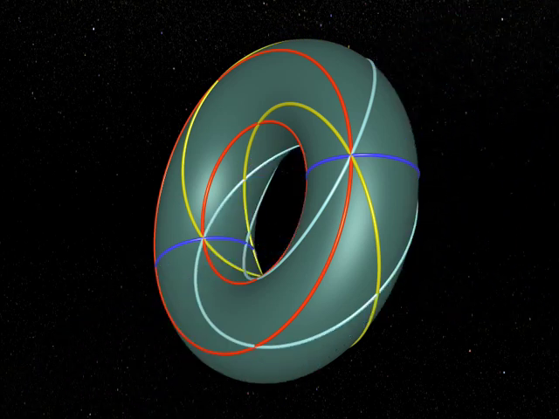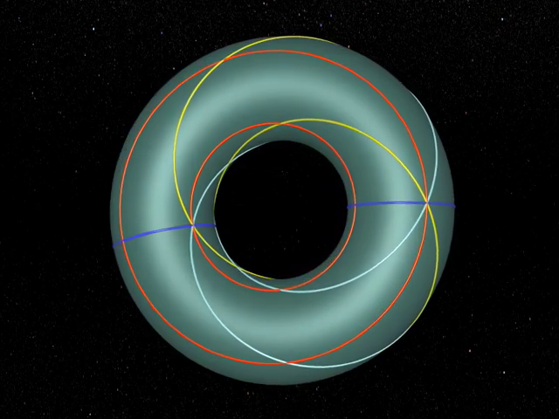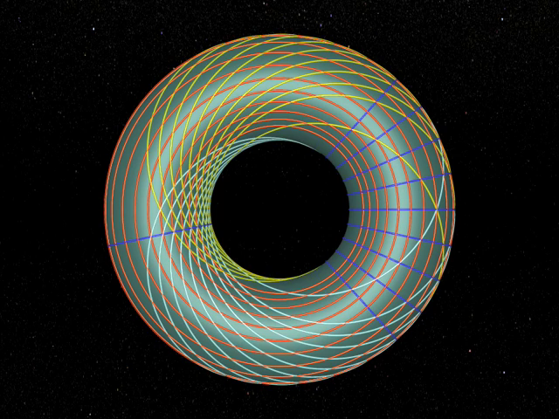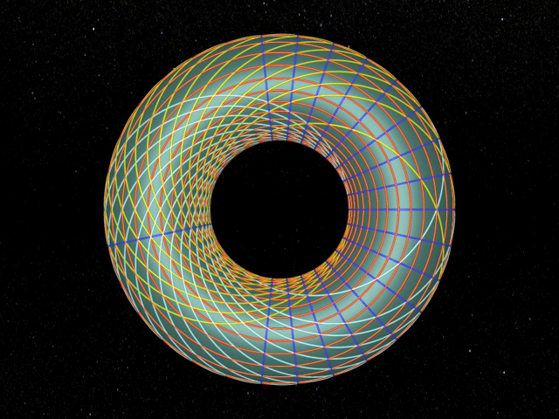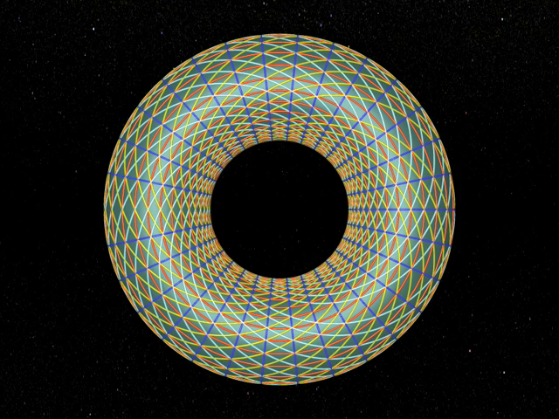Two circles of the same family do not intersect. A blue circle intersects a red circle in a single point. A yellow circle and a white circle intersect in two points. These are the Villarceau circles.